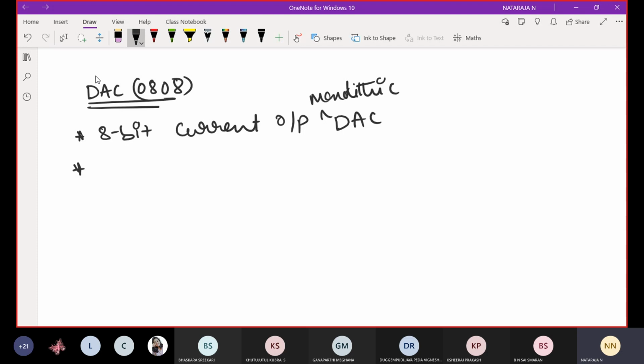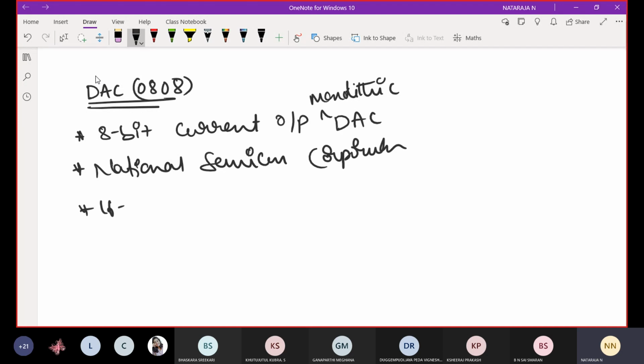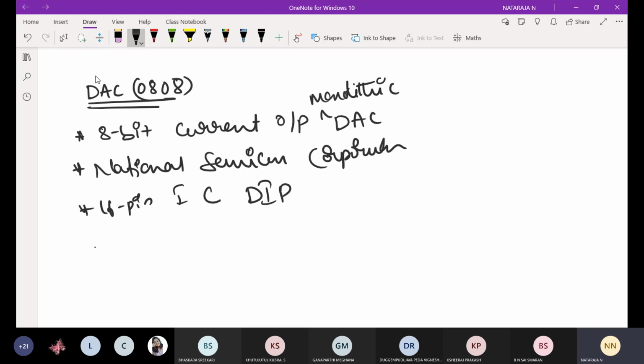And it will be manufactured by, this is an IC, this is a 16 pin IC. We are going to deal with an 8-bit current output DAC, and it will be manufactured by National Semiconductor Corporation, NSC. This will be a 16 pin IC, and it will be available in dual-in-line package.